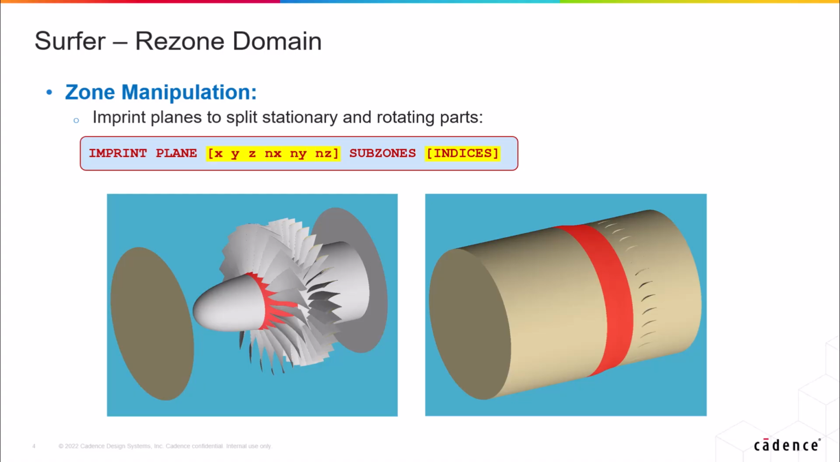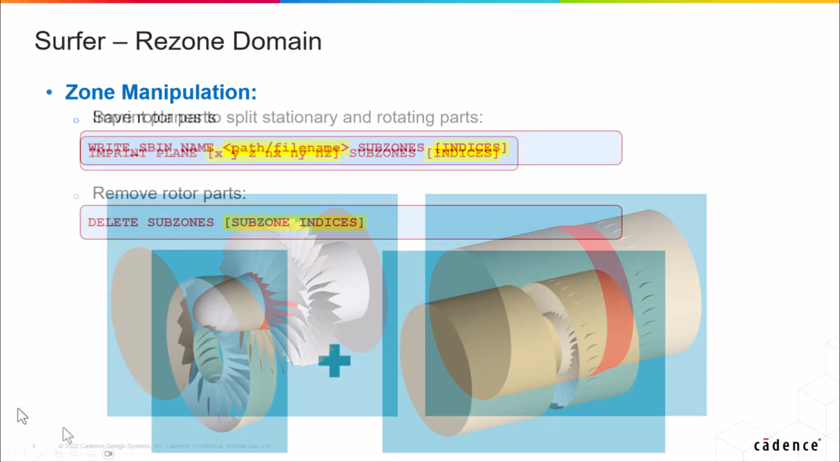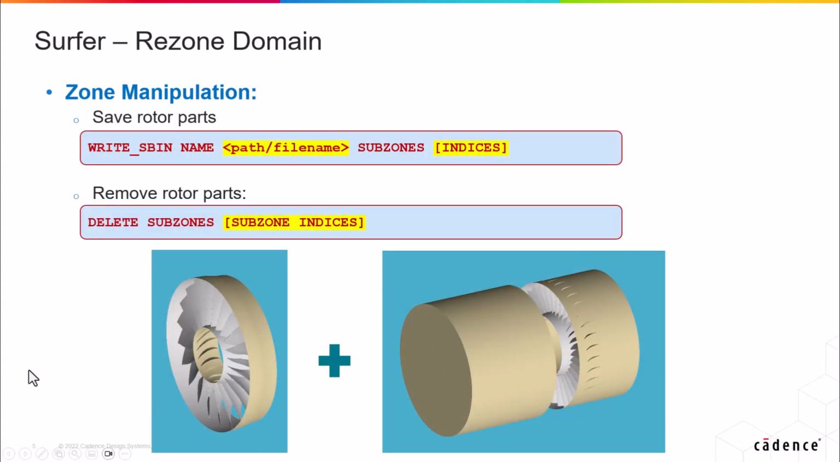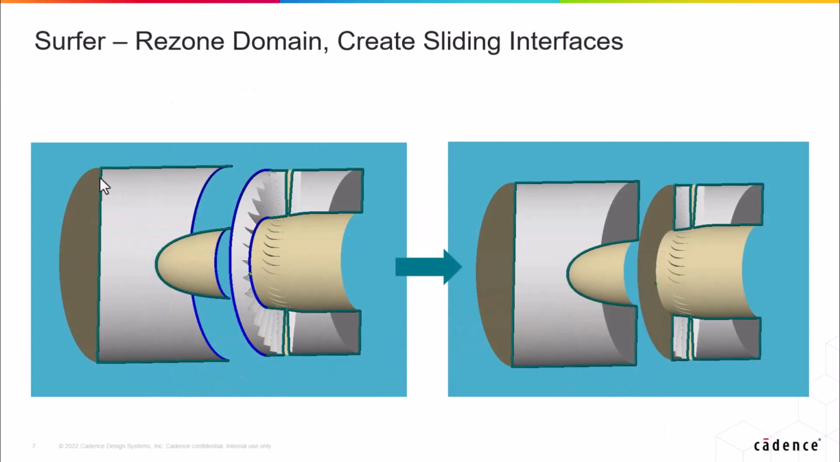Now moving on to the stage 67 geometry, the general idea is to imprint planes to separate the geometry into rotating parts and stationary parts. After which we would write out the rotating parts out as separate SBins and delete the geometry, leaving only the stationary parts. Next, we close the open gaps in the stationary parts that would act as the rotating interfaces.